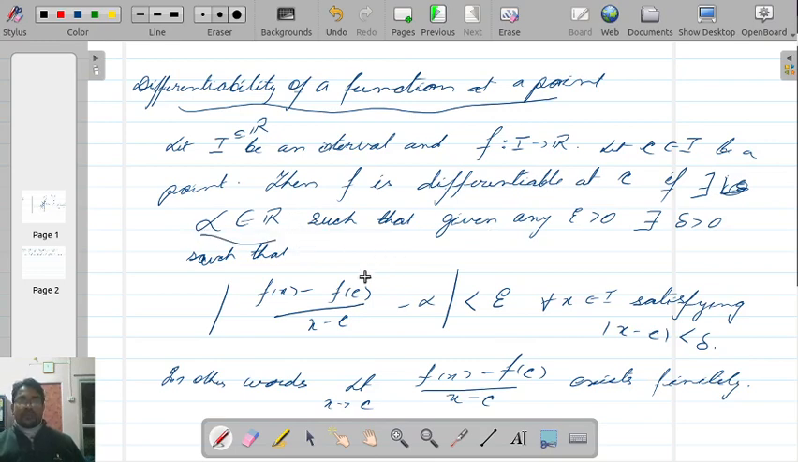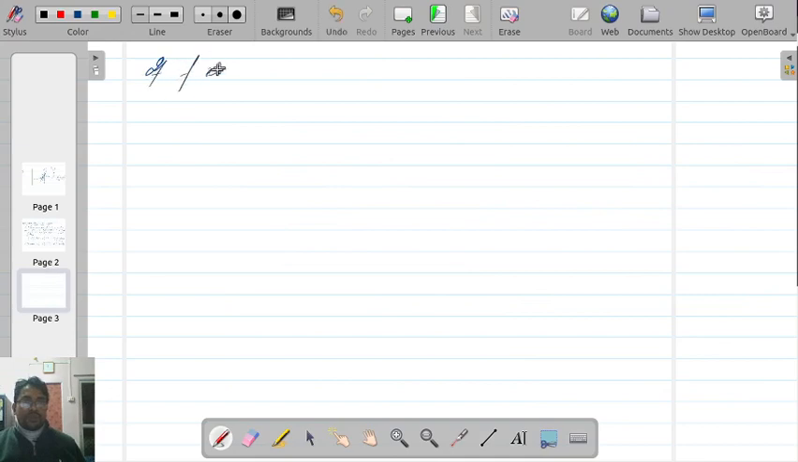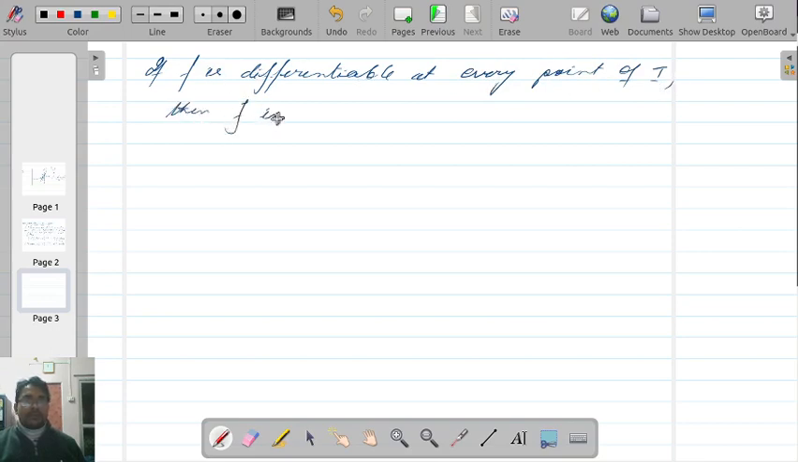There is a finite real number which is the limit of this ratio. Then f is said to be differentiable at c, and we will say that f is differentiable in I if it is differentiable at every point of I. Right. So if f is differentiable at every point of I, then f is differentiable in the interval I.